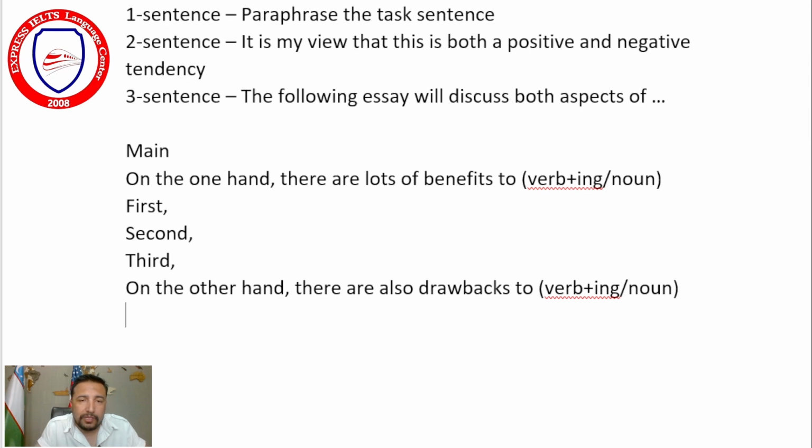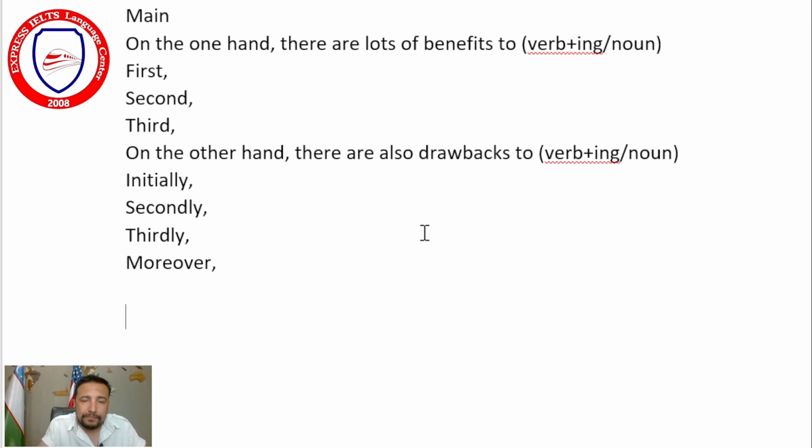Okay, then you should start giving negative aspects. We can start with a linking word like initially, and secondly. It would be better if you do not copy the linking words like first, initially, second, secondly, third, thirdly. Maybe you can say moreover, sometimes you can see. Okay, after that you should write the conclusion.